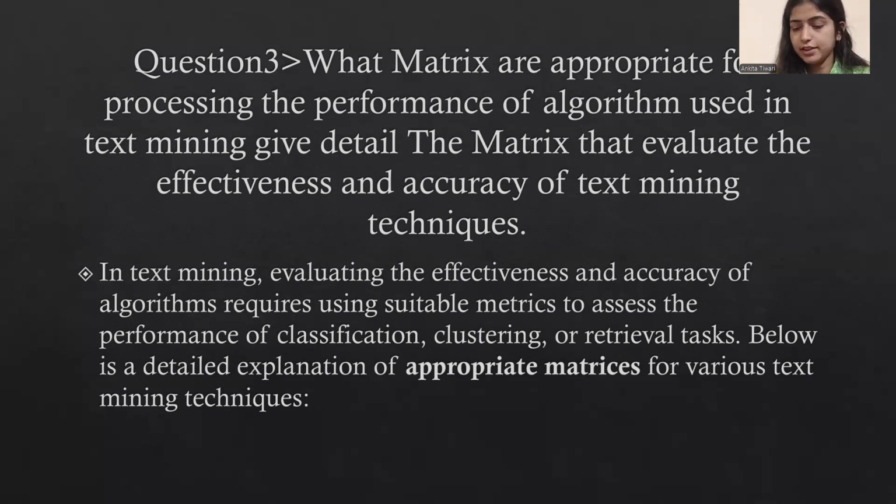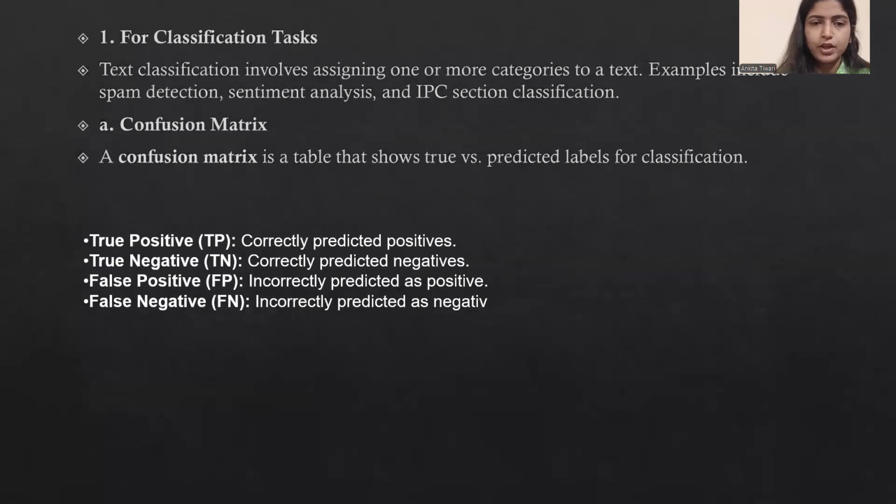Below there is some explanation. For classification tasks, text classification involves assigning one or more categories to a text. Examples include spam detection, sentiment analysis, and IPC section classification. And the confusion matrix is a table that shows true versus predicted labels for classification, which we already discussed in the test 1 solution video.